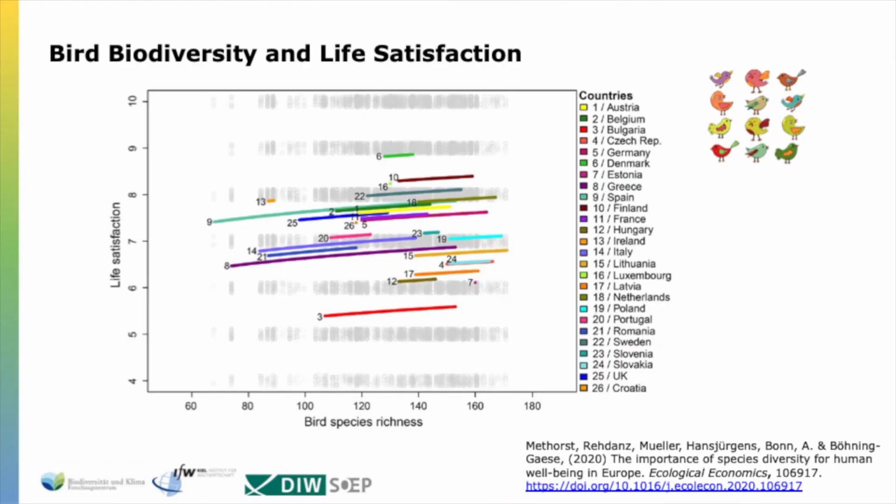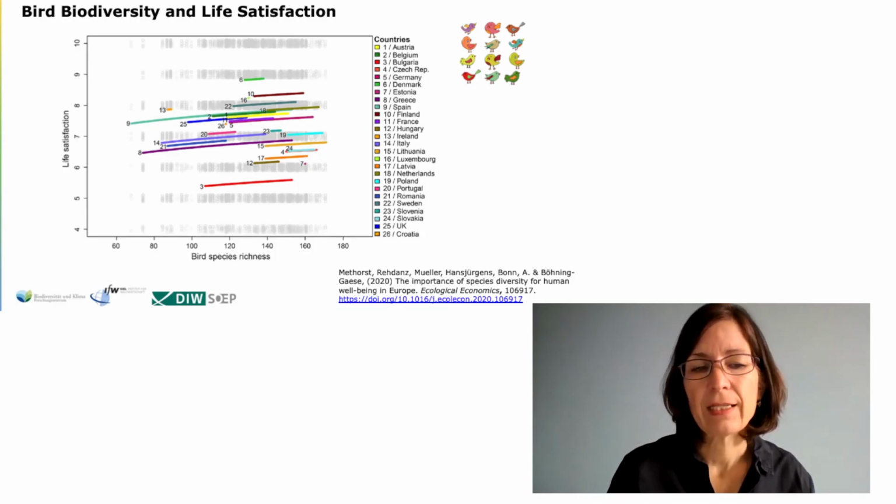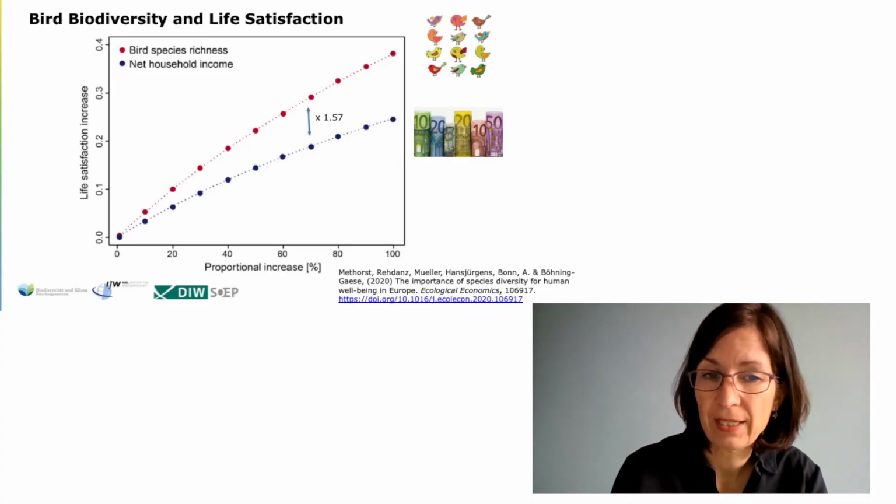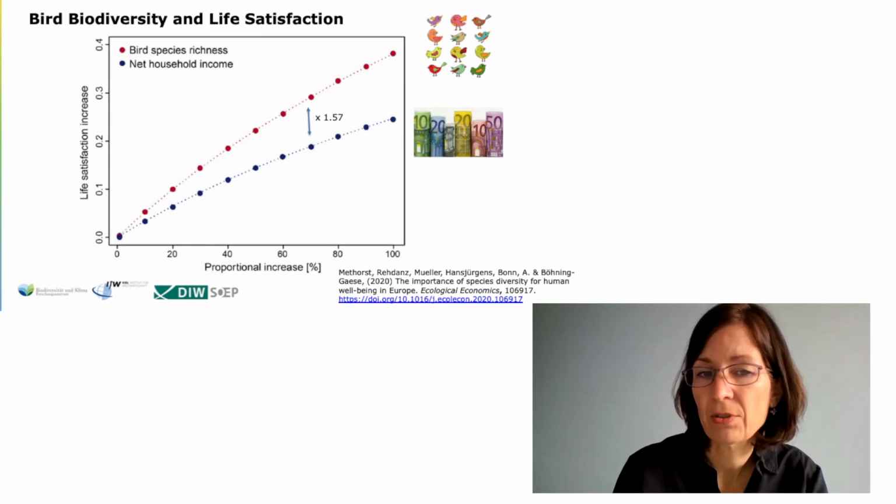Here we could see that bird species richness was significantly correlated with life satisfaction. So across all countries, in this graph you can see the analyses for each country, there was a rise in life satisfaction the more bird species were in the surroundings of the people. So we took here the NUTS units, so the county scales. And it was surprising. Here we can see that a proportionate increase of bird species richness led to a higher life satisfaction. And in fact, a proportionate increase in bird species richness actually had even higher effects than a proportionate increase in net household income.